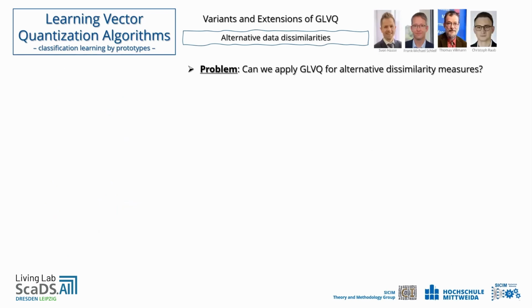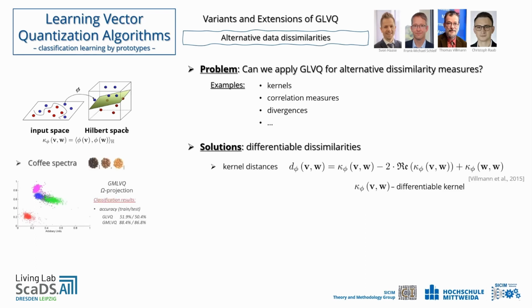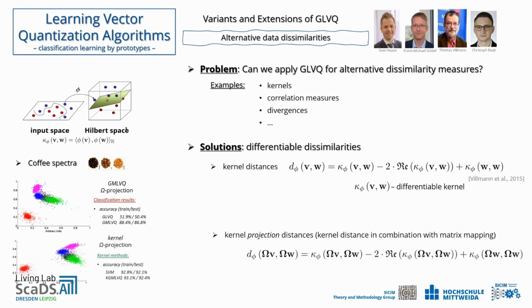As we have seen from these examples, we can apply learning vector quantization with other dissimilarity measures. So we can apply respective kernel measures. The only requirement is that we need differentiable dissimilarities because we want to apply stochastic gradient descent learning. If we have kernel distances, we can simply take the kernel distance, if the kernel is differentiable, and take the respective derivatives for kernel learning. If we do so for the coffee data, we see a further improvement. This was a linear separation. Now we have the nonlinear separation in the kernel space.